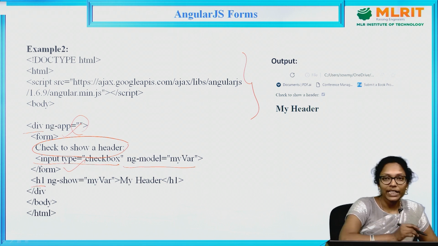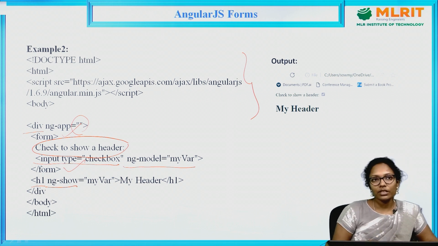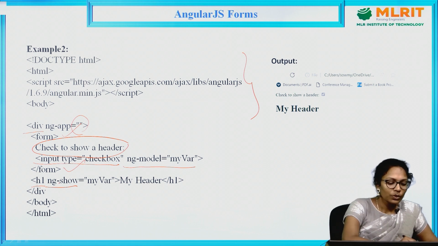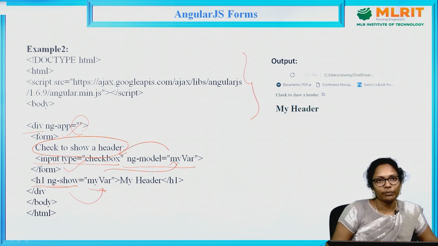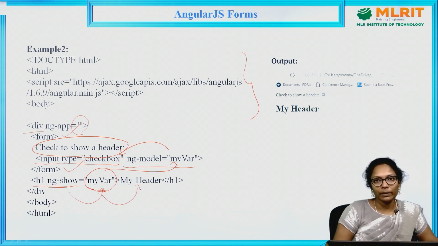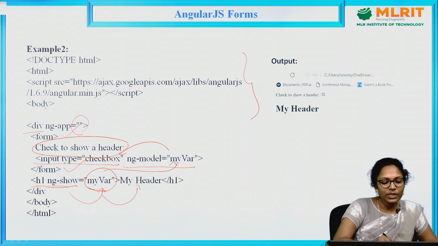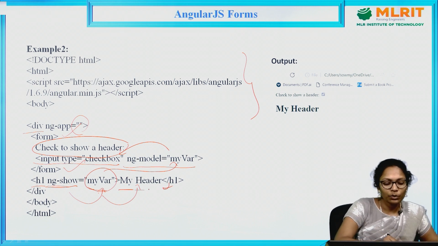I'm opening an h1 tag. Here I'm using a directive called ng-show. We have discussed this in the previous videos. ng-show means it will be shown, and when it will be shown, you're linking to myWhere. myWhere is the ng-model name of your checkbox. That means you are specifying a condition: if your checkbox is checked, then this corresponding text will be displayed. If your checkbox is not checked, then this will not be displayed. Initially our checkbox is not checked, so I don't get this message.